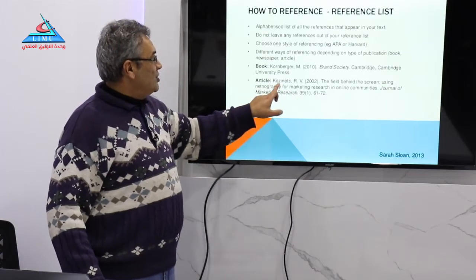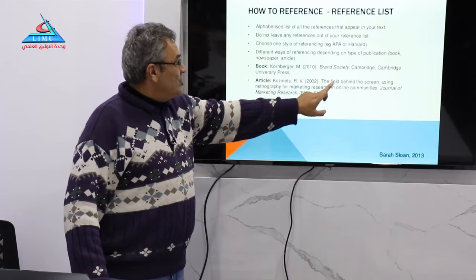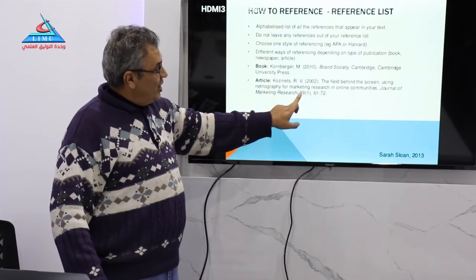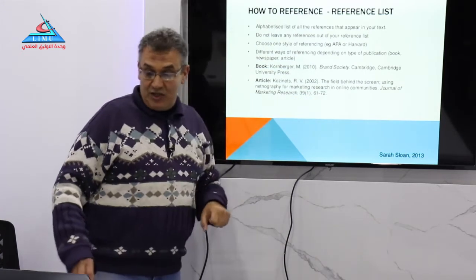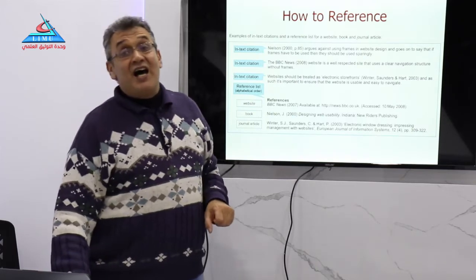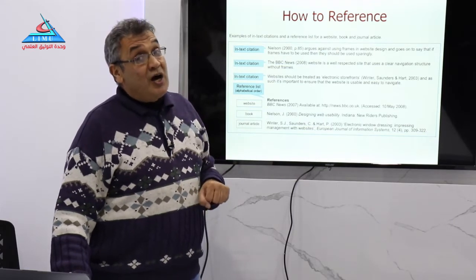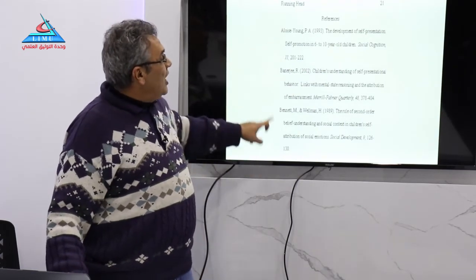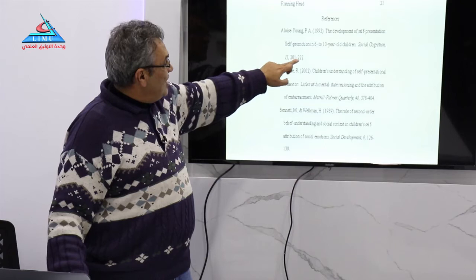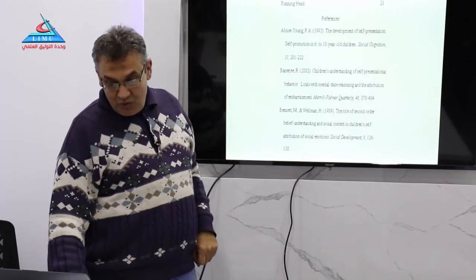Making it from a journal is not that different. For example, this is from an article: this is the surname, these are the initials, this is the date of the issue, and this is the title. And as you can see here, the volume number and the issue number, and these are the page numbers, 61 to 72. So this is how to make the reference from an article. I will leave for you, if you need to ask me, how to make the reference from a chapter of the book. This is an example of how to make it from a journal, as you can see the page numbers, the volume and the issue number.